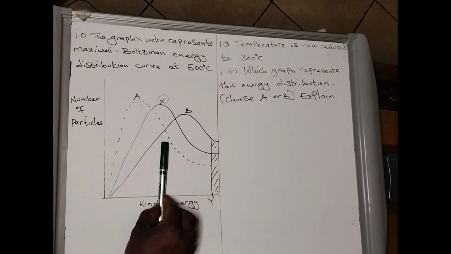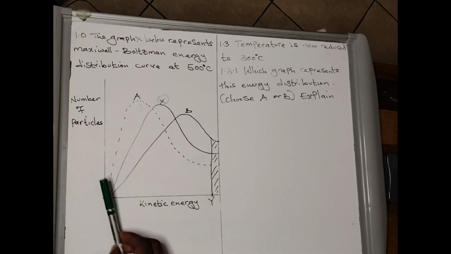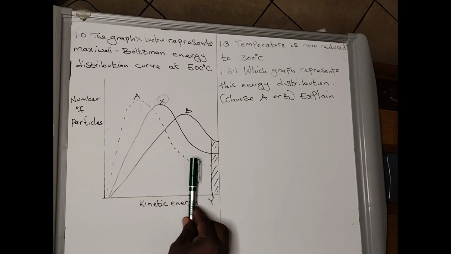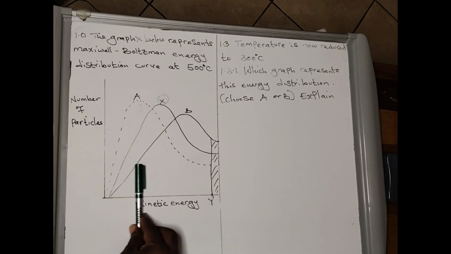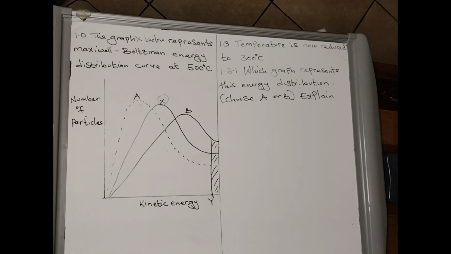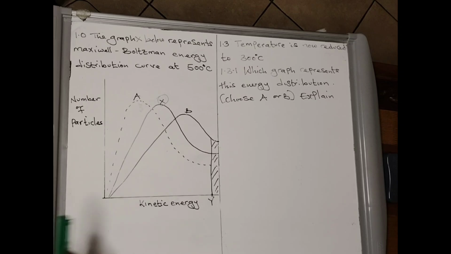So the shift is backwards. You have to remember that as you proceed to the right, kinetic energy increases. You have it here on the x-axis. So when kinetic energy is reduced, the shift is to the left. So we are seeing that graph A, its peak is to the left. So answer is graph A. Why A? That's the reason that the shift of the energy is to the left. Total energy of the system decreases.